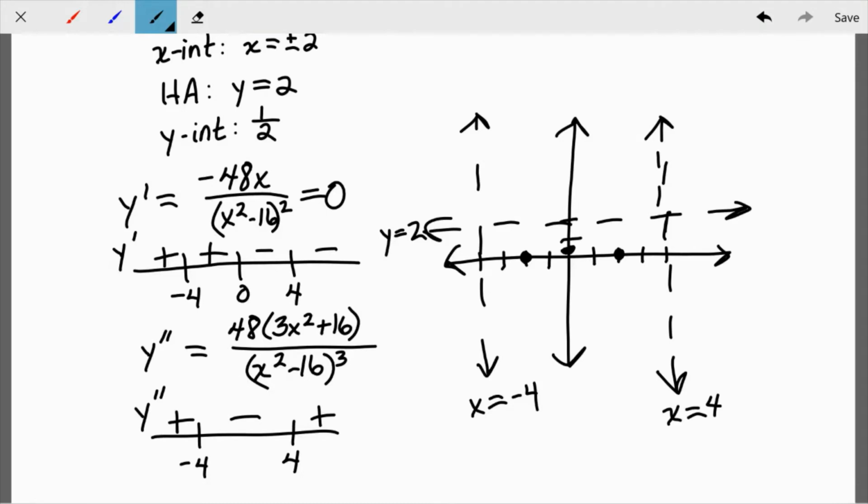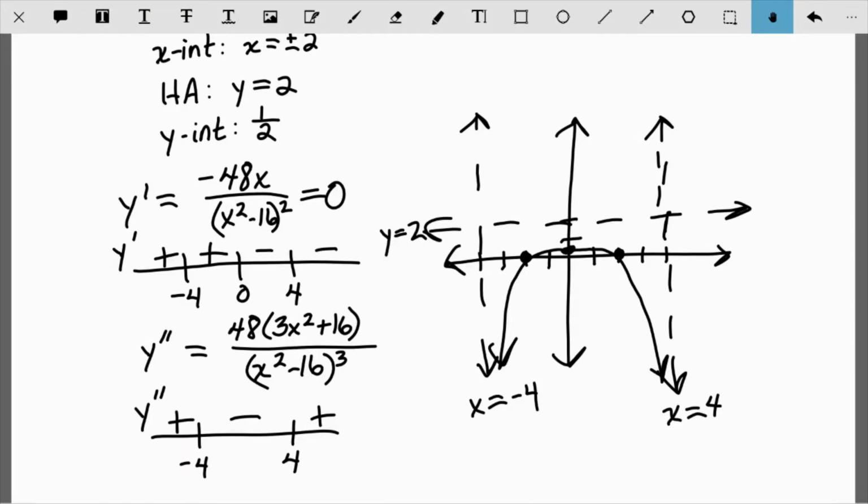Look at my sign charts. You can see that my function should be increasing and then decreasing. It should also be concave down on this entire interval. And that pretty well matches up with what I'm expecting here. You can see how this sort of looks like a quadratic opening down as I plot this in here. So that's my middle region.